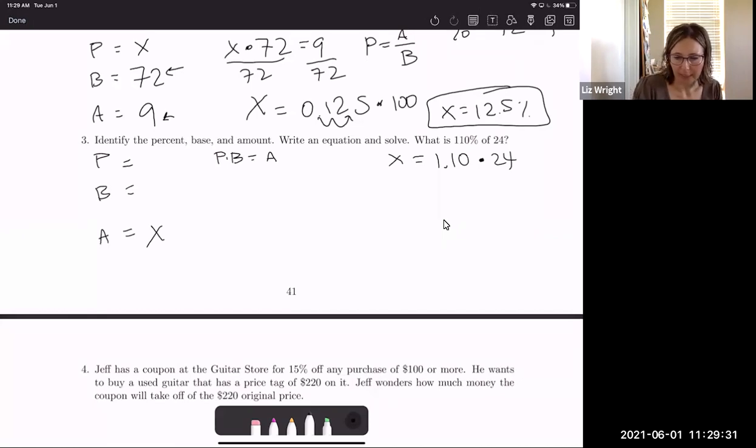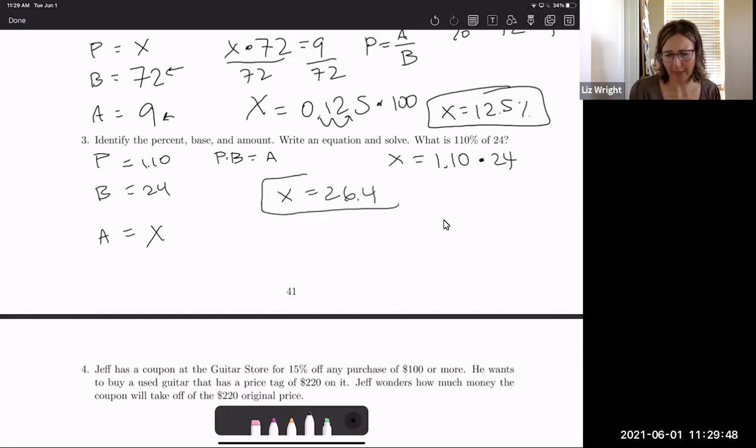All right, so our percent is going to be 1.10. Our base is 24. Multiply those together. So we're going to do 24 times 1.1 equals 26.4. X equals 26.4. And that's our final amount. And we don't have a label or anything. It doesn't give us a label. So we just write 26.4. Then you circle it up.